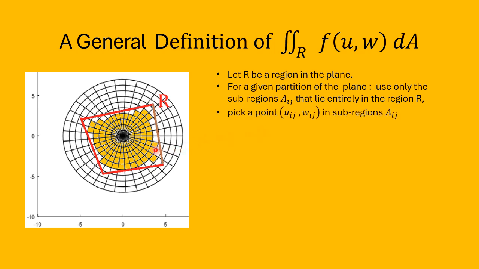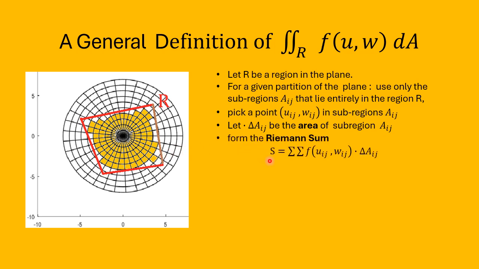For each of these little sub-regions that we have here, let's pick a point which we'll call U sub ij, W sub ij, in that sub-region A sub ij. And let's let delta A sub ij be the area of the ijth sub-region, A sub ij. We'll form this type of Riemann sum over all of these elements colored gold here that are entirely within R.